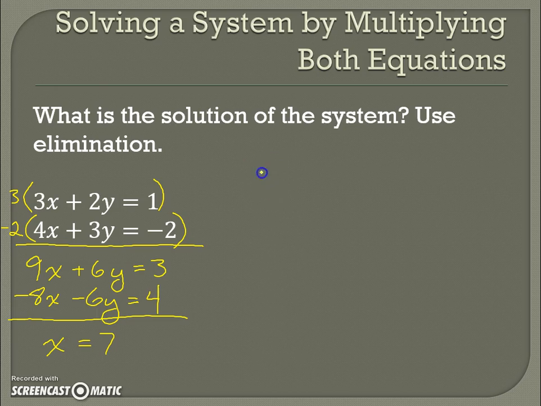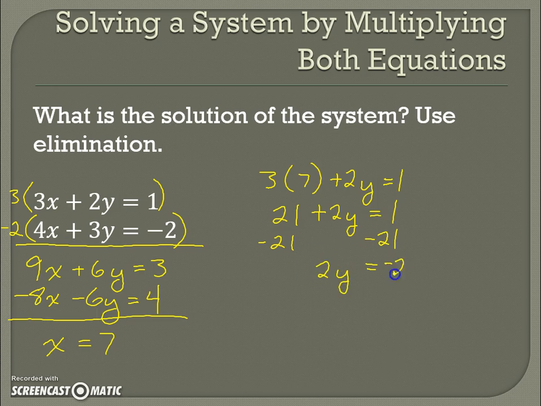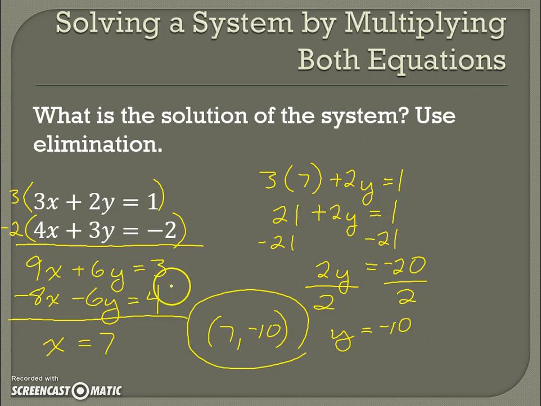I could substitute that back into one of the originals, and that's what I'll use to find my y. So I have 21 plus 2y equals 1. We get 2y equals -20. Divide by 2, and y equals -10. So you should go back and check. For the sake of time, I'm not. But the ordered pair that you get for this one is (7, -10).